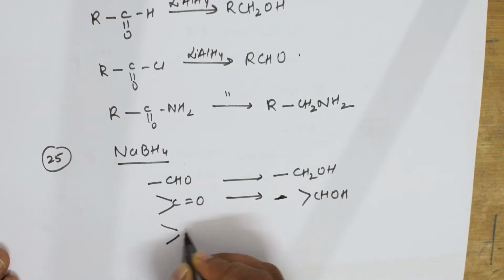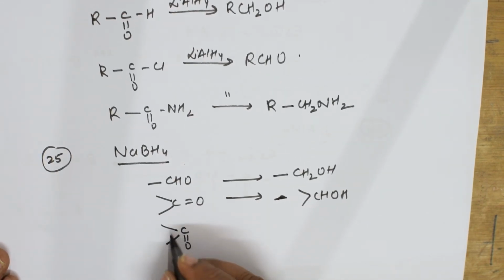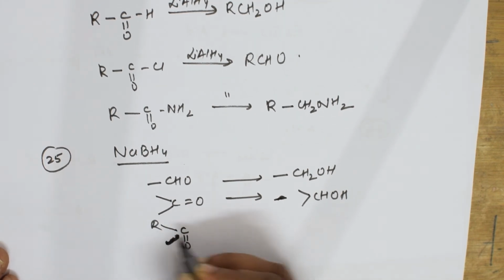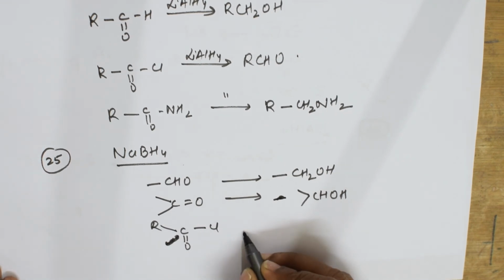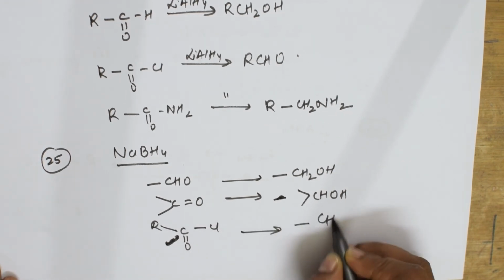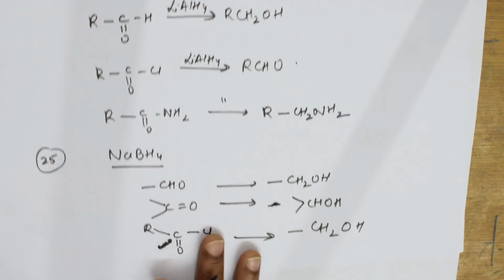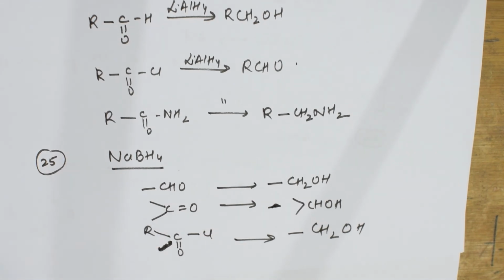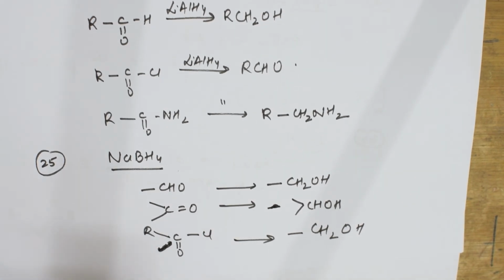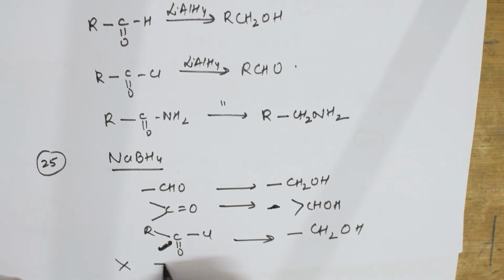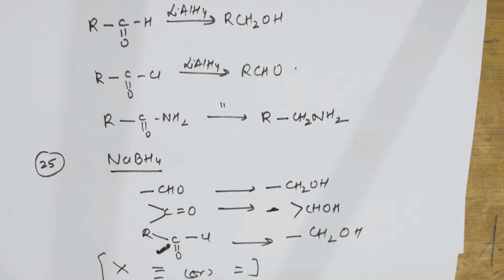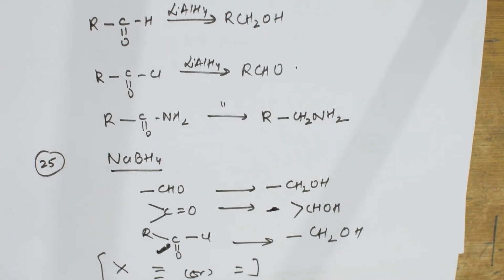RCOCl, that is C double bond O. Okay, I should not put this because RCOCl, correct. Acyl chlorides are going to get converted to alcohols. But remember, sodium borohydride will never reduce, or will not work with, a triple bond or double bond. Remember this, students.